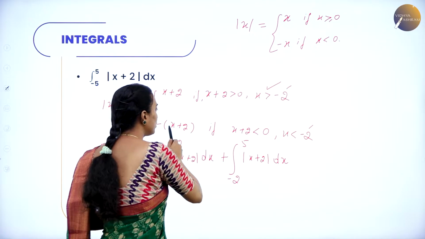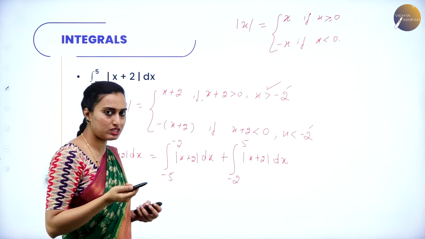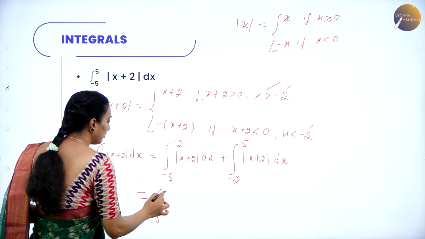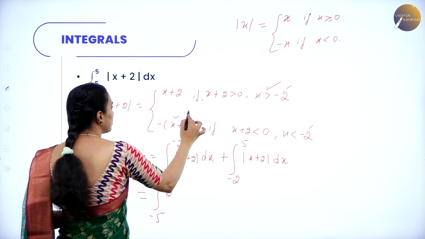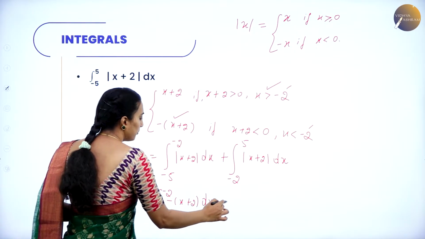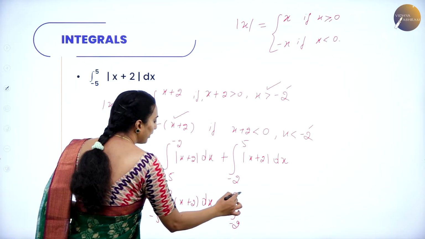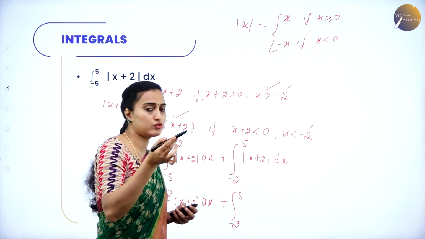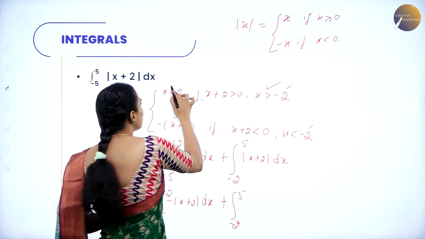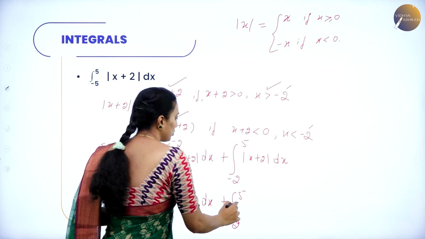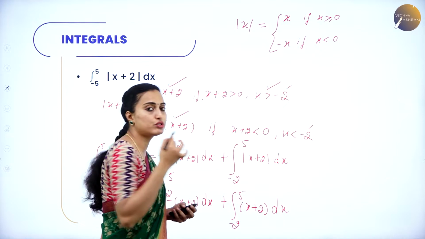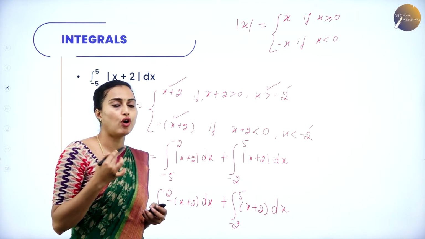For x lesser than minus 2, modulus of x plus 2 is nothing but minus of x plus 2, isn't it? So therefore, you can have the integral from minus 5 to minus 2 of minus of x plus 2 dx, plus here from minus 2 to 5. Minus 2 to 5 means it is positive, so x should be greater than minus 2, and for x greater than minus 2 it is x plus 2. So x plus 2 into dx. I hope you understood how to write down the function according to the limit.